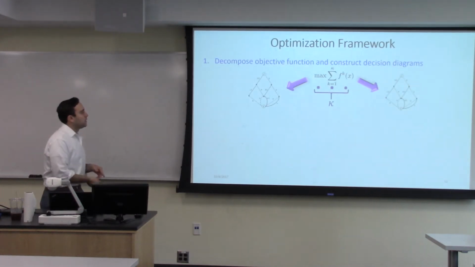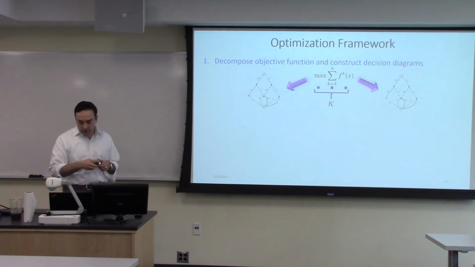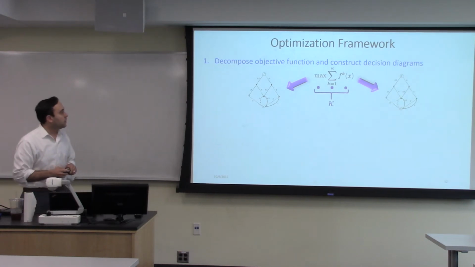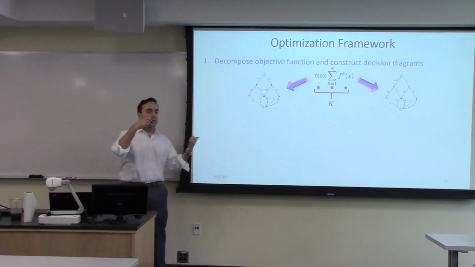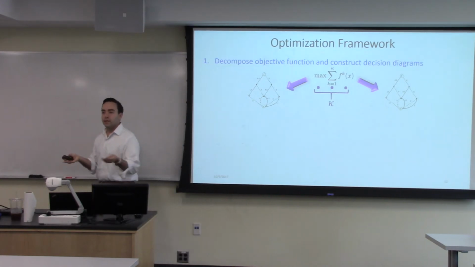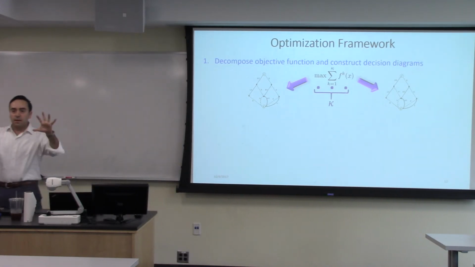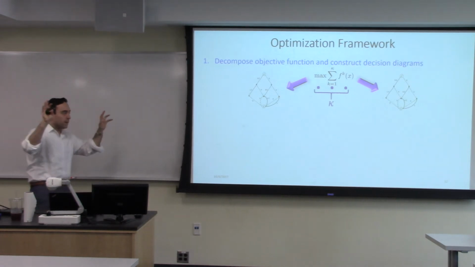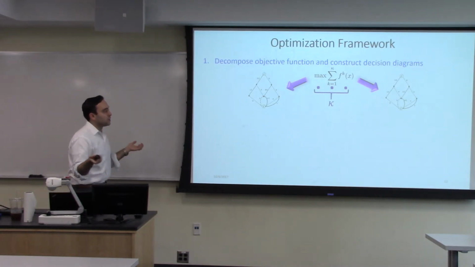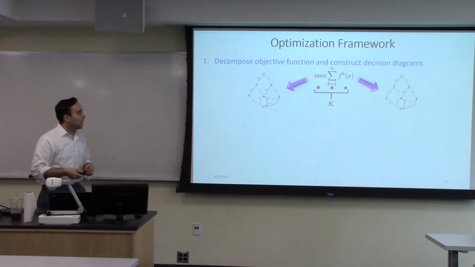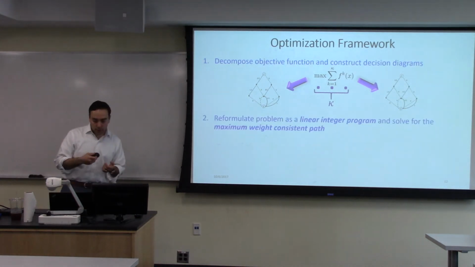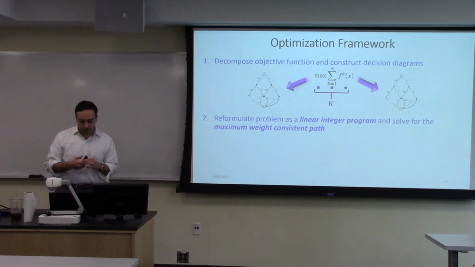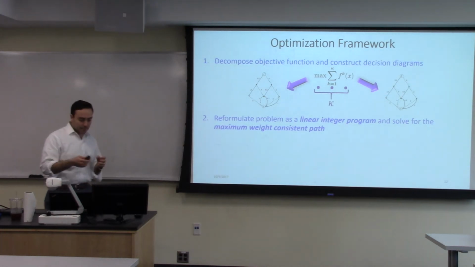Okay, so let's dive a little bit deeper into the math behind these things. You decompose your objective function and construct decision diagrams. Both of those problems I showed have a natural decomposition; there's just a plus or a minus, and the terms decompose that way. But you can come up with perhaps a more involved, non-apparent decomposition, and you reformulate the problem as a linear integer programming problem to find the maximum-weight consistent path.